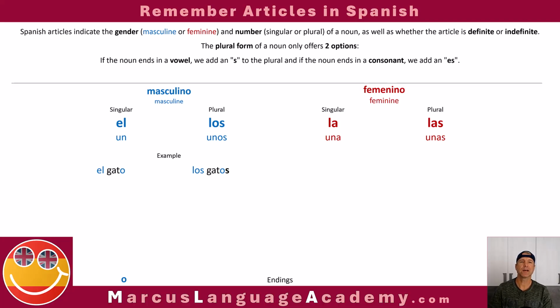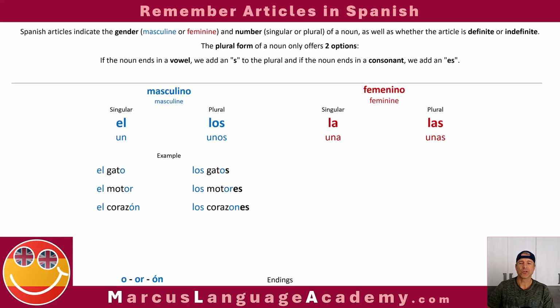So let's see the next example. El motor. Motor, the ending is OR. Okay? So motor, el motor. In plural, los motores. Here we add ES because motor ends in a consonant. So our next ending for masculine would be OR.